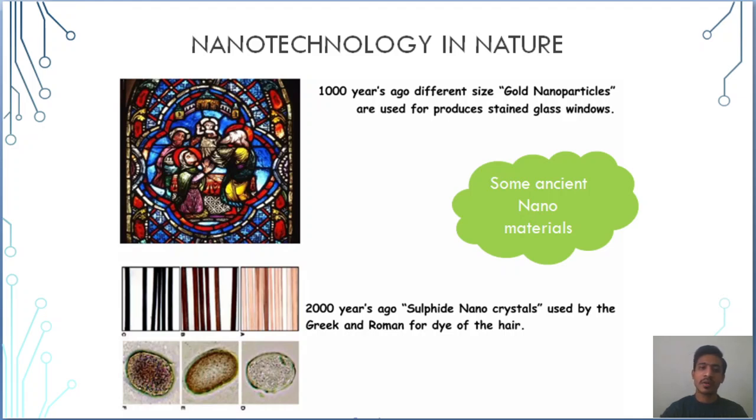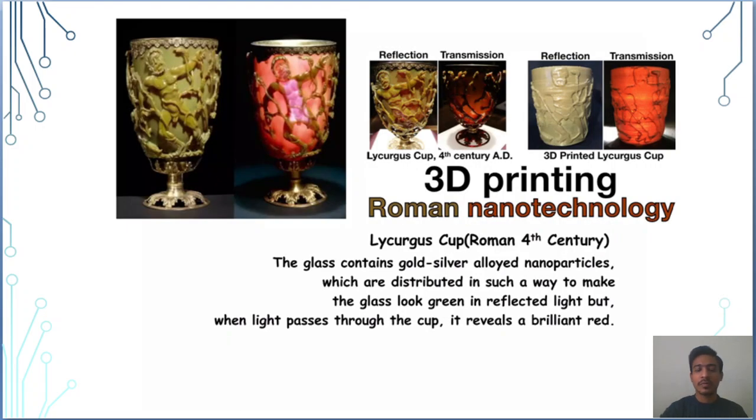It evolved much earlier, about 1000 years ago. Different sizes of gold nanoparticles were studied to paint glass windows for better visualization. Also, 2000 years ago, the Roman and Greek civilizations used sulfide nanocrystals to dye their hair. And about the 4th century, there was a cup designed by the Roman civilization known as the Lycurgus cup, which turned pink when light passed through it. So it was also an example of nanotechnology where gold and silver nanoparticles were used.